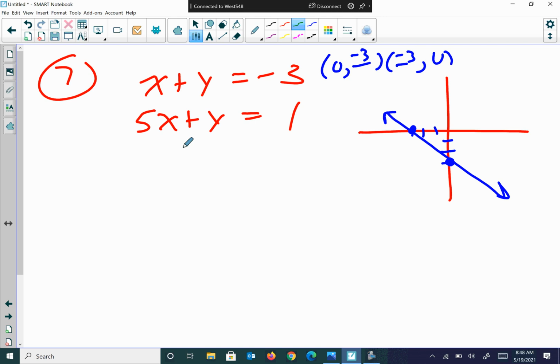And then, oh, if I do the cover method on this one, it's going to get a little messier. So if I cover up the x, I get y is 1, so 0, 1 is up here. And then if I cover up the y, I get 1/5. Ew. So if 1's here, here's like 1/5. Shoot.